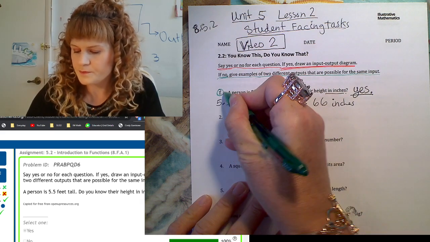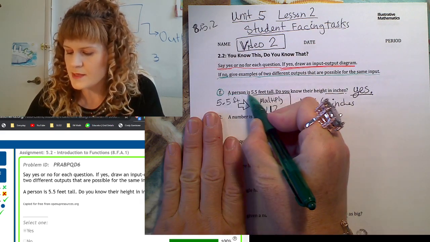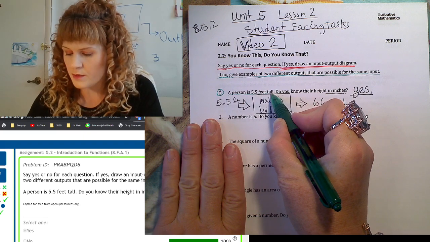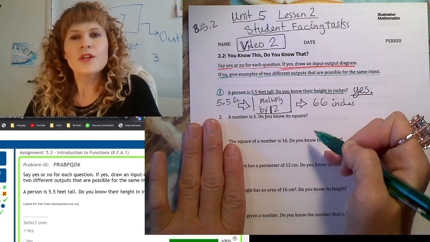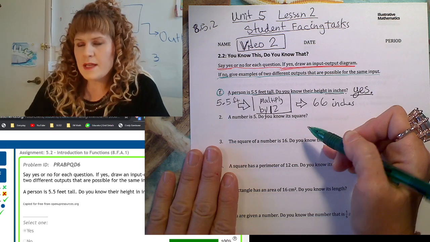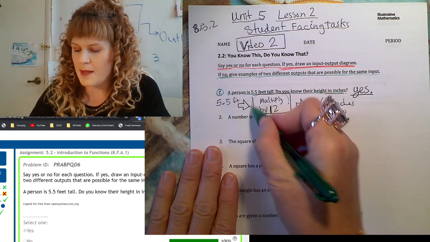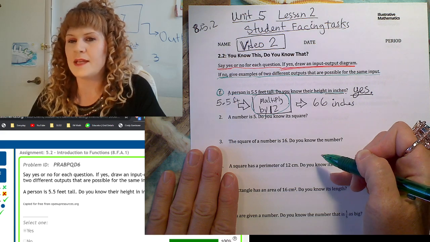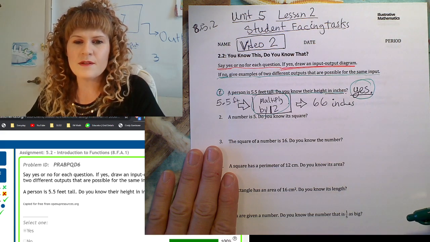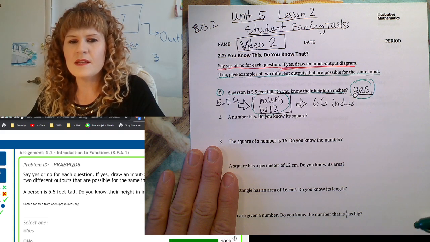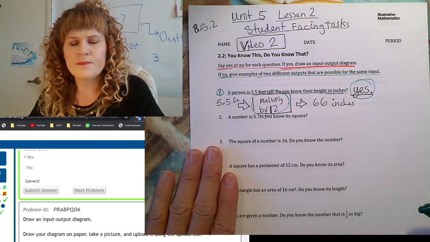Number 1, a person is 5.5 feet tall. Do you know their height in inches? Sure you do. If you know their height in feet, then multiply by 12 to get their height in inches. Go ahead and click yes. Submit your answer, yes, and then go to the next problem.